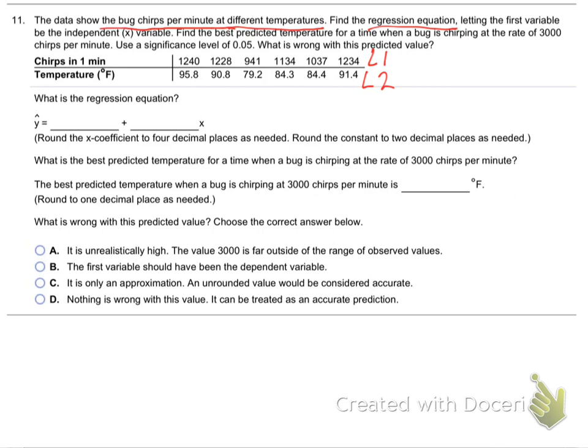you're going to go to your calculator and you're going to do the linear regression t-test. So select that and choose the not equal to 0 option. L1, L2, not equal to 0, and then calculate.